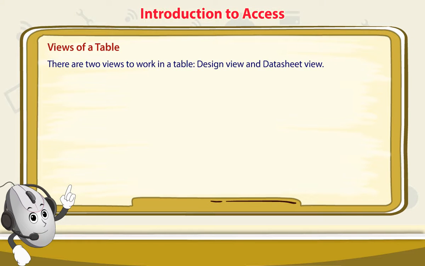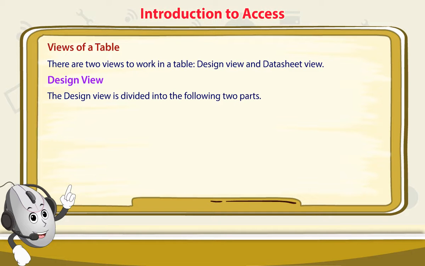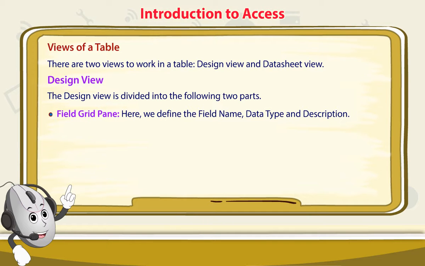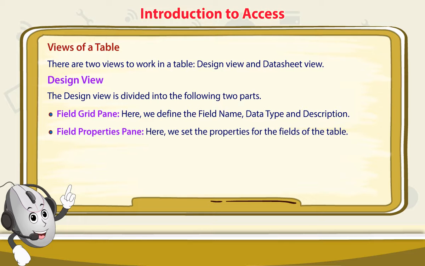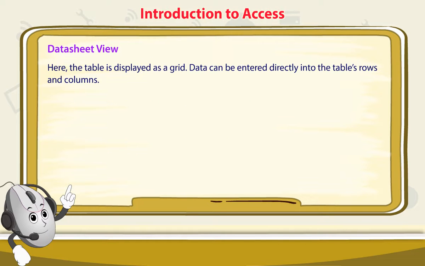View of a table. There are two views to work in a table: Design view and Datasheet view. Design view. The design view is divided into the following two parts. Field grid pane. Here we define the field name, data type and description. Field properties pane. Here we set the properties for the field of the table. Datasheet view. Here the table is displayed as a grid. Data can be entered directly into the table's rows and columns. Column indicates field and row indicates record.